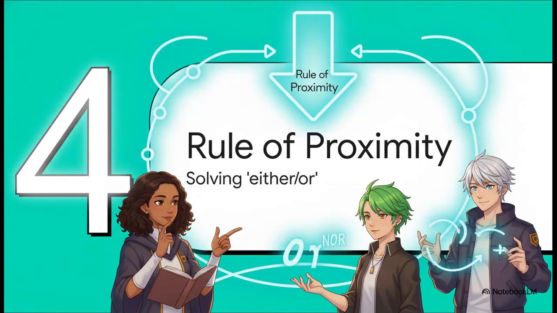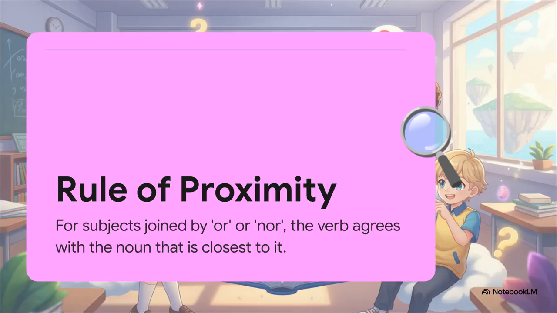Okay, so what happens when your subjects are connected by words like either or neither nor? Well, for this puzzle, English has a really simple and kind of elegant solution. It's called the rule of proximity. And the rule is exactly what it sounds like. It's all about what's close. The verb just has to agree with whatever subject is physically closest to it in the sentence. That's it. Let's see how it works.